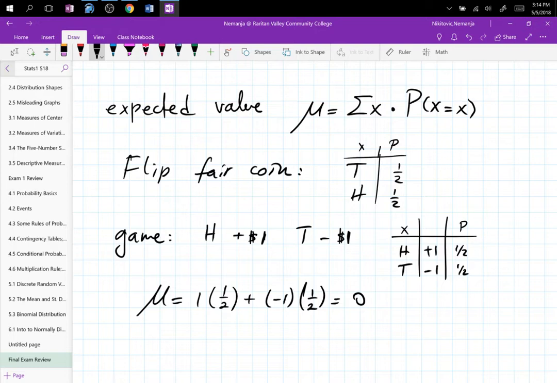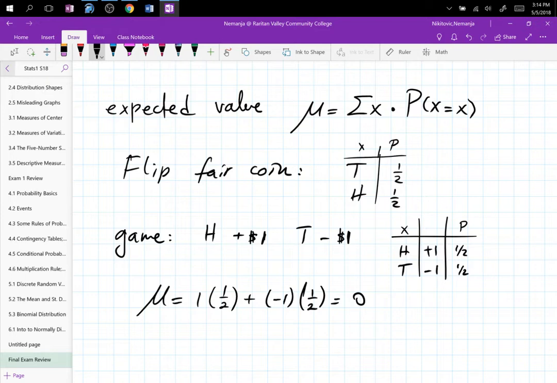And this is why casinos cannot afford a fair game. Because if they're open 24/7, they're not making any money, since the expected value of earnings for playing this game is 0. You might lose 10 times in a row and be $10 out. But if you play forever, no money in, no money out of your pocket, on average.